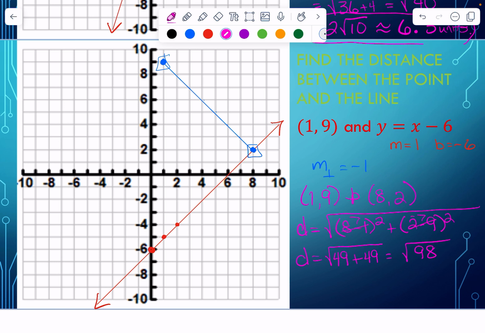Now, that has a perfect square in it of 49 times 2. So that's going to give me an exact of 7 square root of 2. Then I simply take that, punch that in, second, 7 second square root of 2. And that's going to give me 9.89. So I'm going to round that up to 9.9 units.